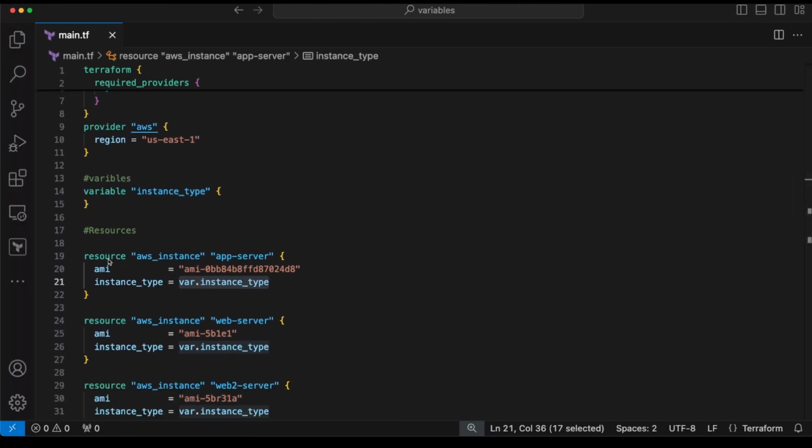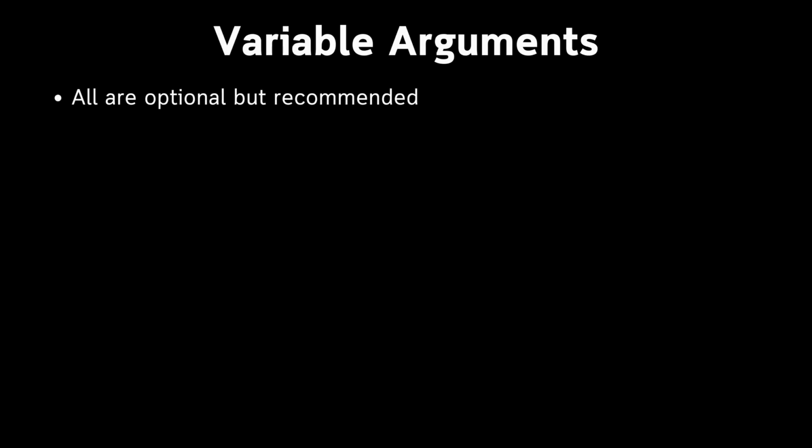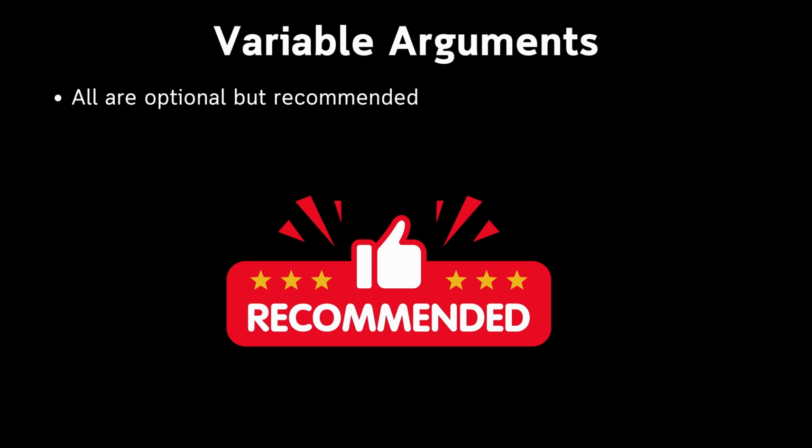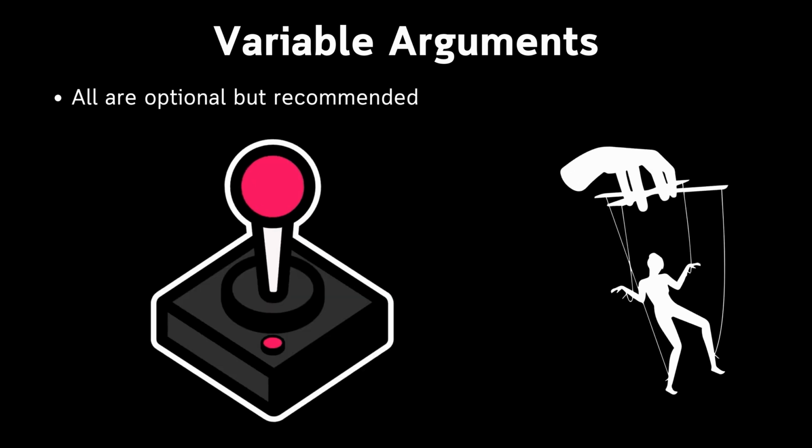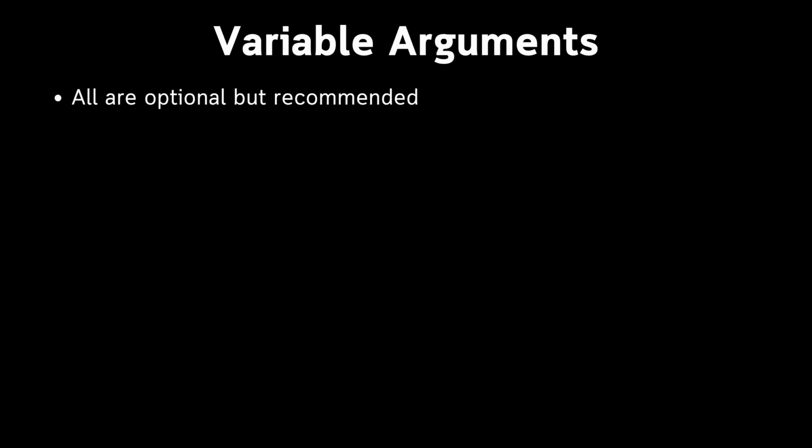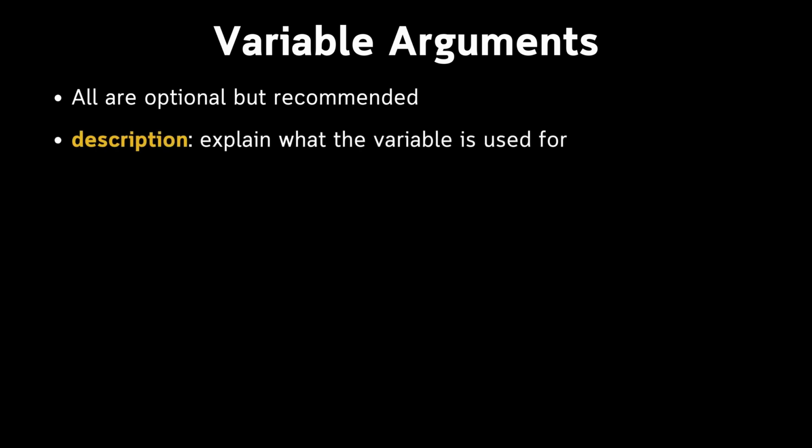And this is just a simple example. We'll be exploring more options on how you declare additional arguments for your variable blocks. All the arguments for variable blocks are optional, but they are highly recommended. We use arguments to control the variable's behavior. First, we have description. This would explain what the variable is being used for.